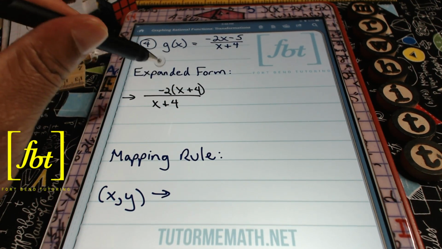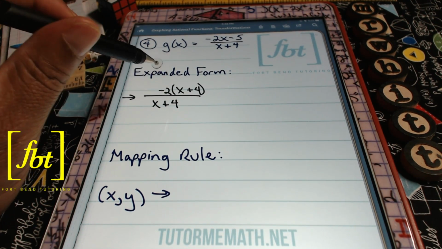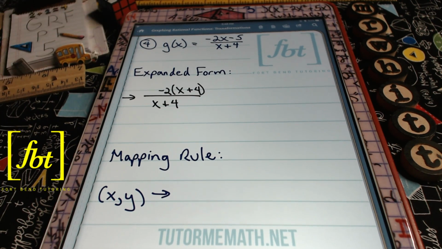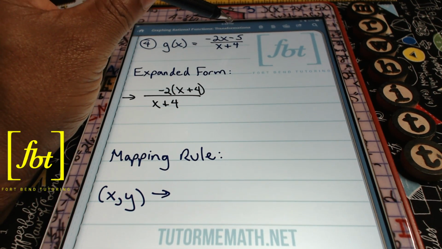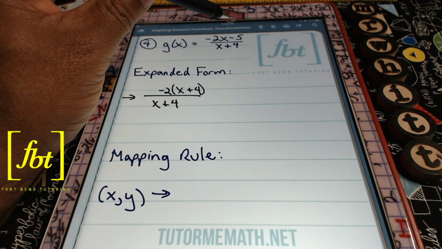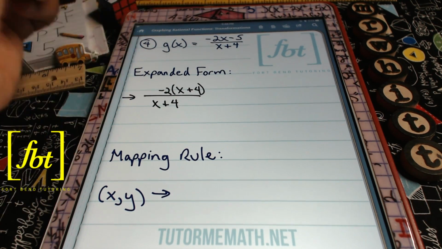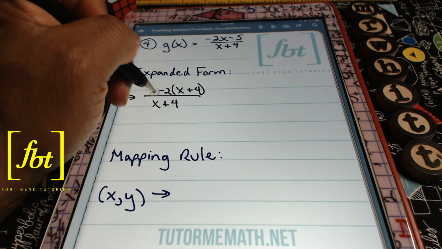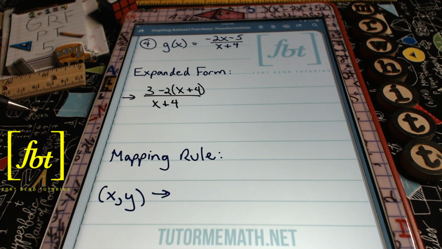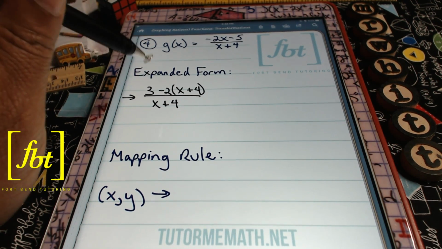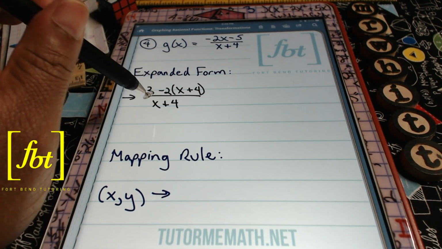And when we distribute that -2, what happens? You end up with -2x minus 8, right? But in our original numerator, you had -5. So that means to get that -8 to be a -5, you'll need to add 3. So I now have the new numerator written as 3 minus 2 times the quantity of x plus 4. Once again, rewriting the numerator in terms of the denominator.